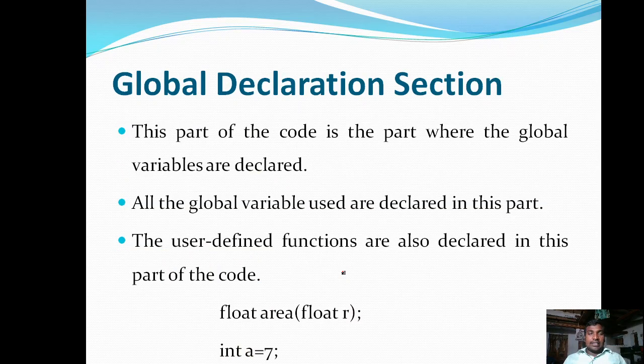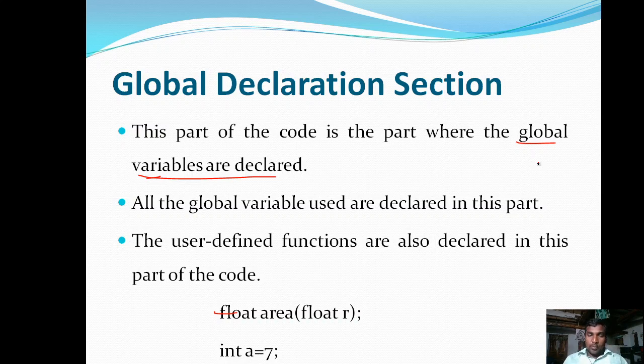The next one is the global declaration section. It is the part of the code where the global variables are declared. So the global declaration section is the part of the C program where we define the global variables. All the global variables are declared in this part.